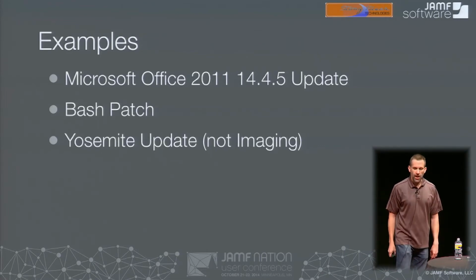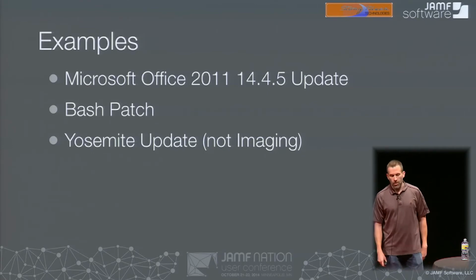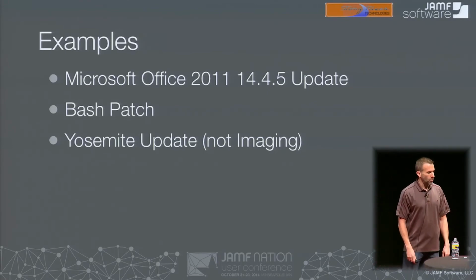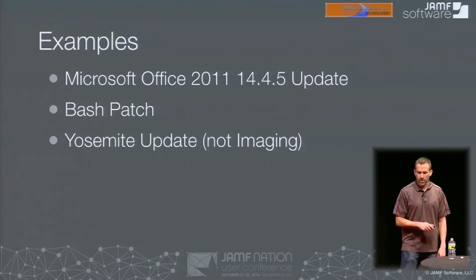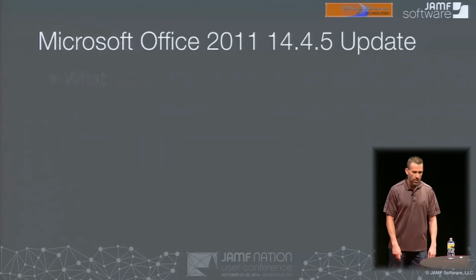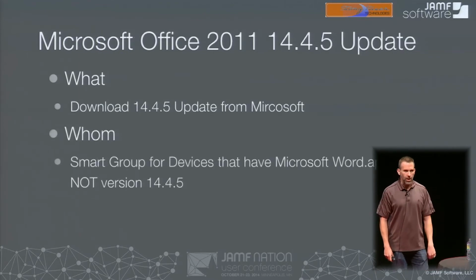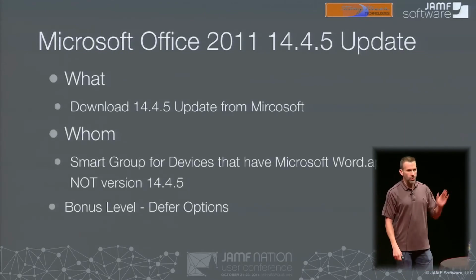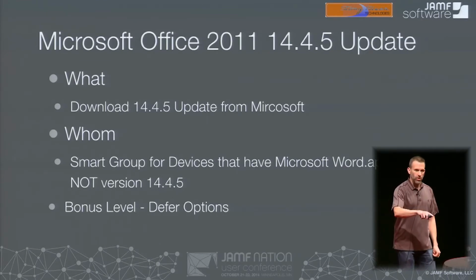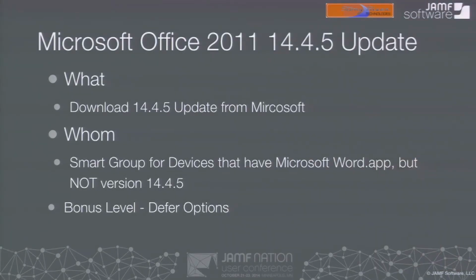So speaking of Office, example workflow. We got Microsoft Office. We'll download the latest and greatest, which was a couple of weeks ago, 14.4.5. Bash patch management, and Yosemite examples. So for the 14.4.5, go ahead and download it from Microsoft Update. Who do I want to deploy it to? I want to deploy it to anybody who has Microsoft Word, but not 14.4.5. And I would do that within a smart group. That gives me my list of potential users because maybe not everybody has Word. Bonus level, defer options. And I would actually highly recommend that because you don't know if it could be in use.